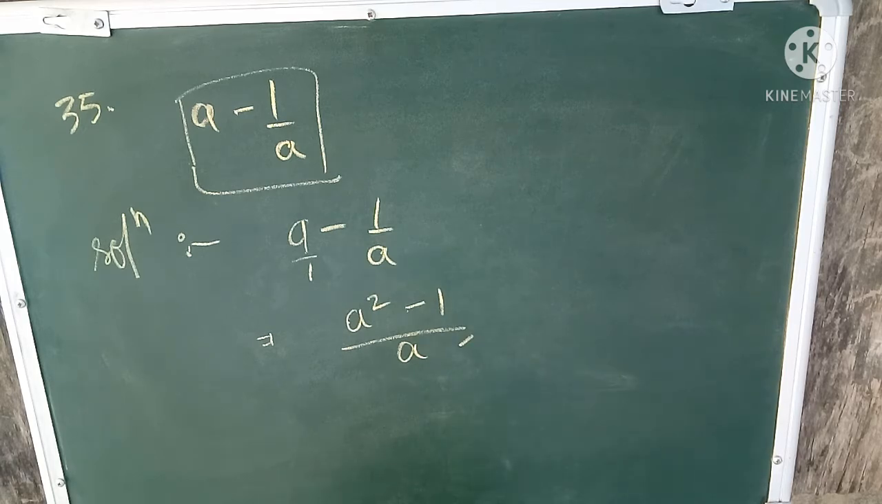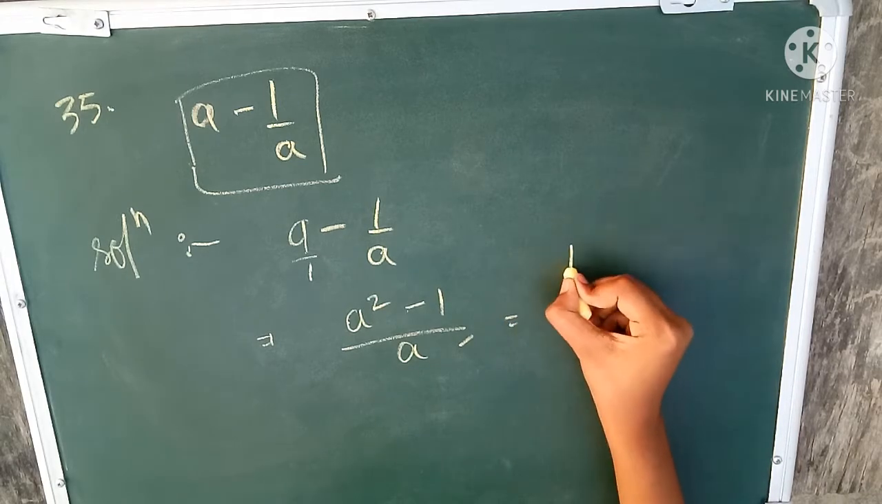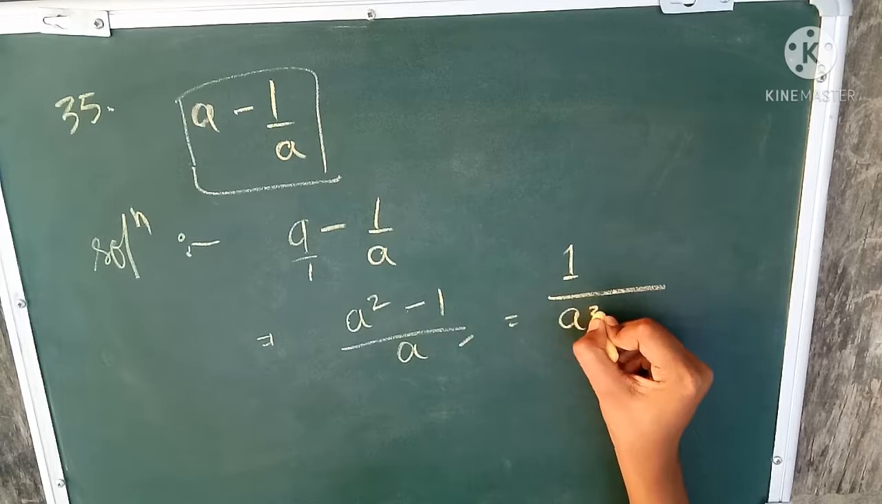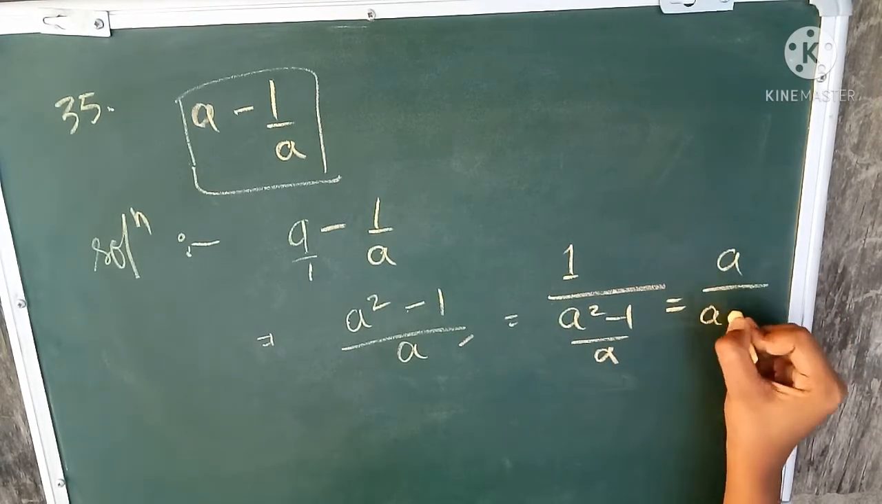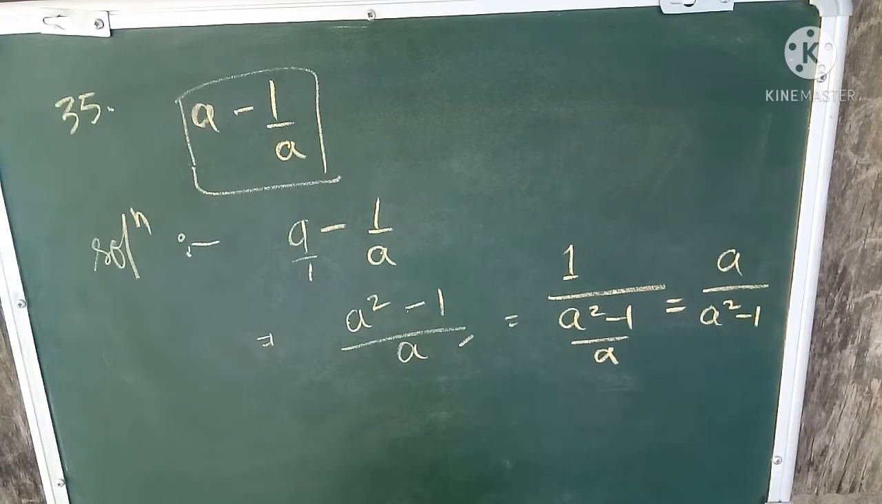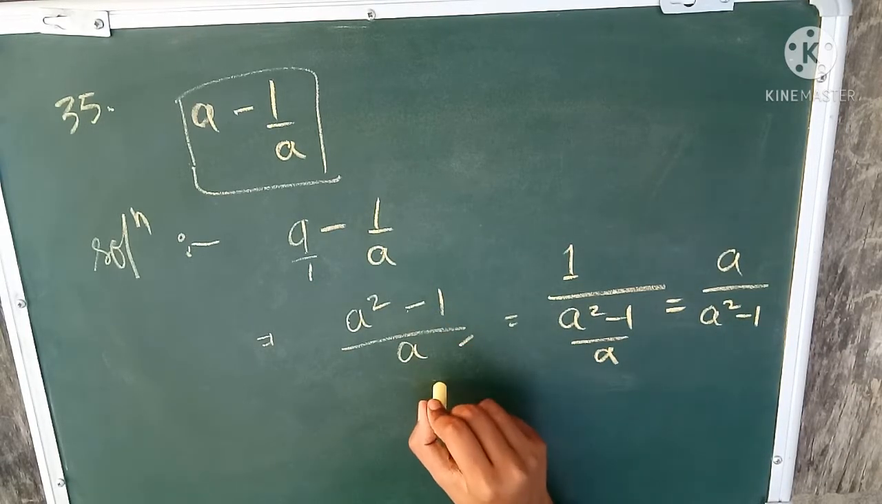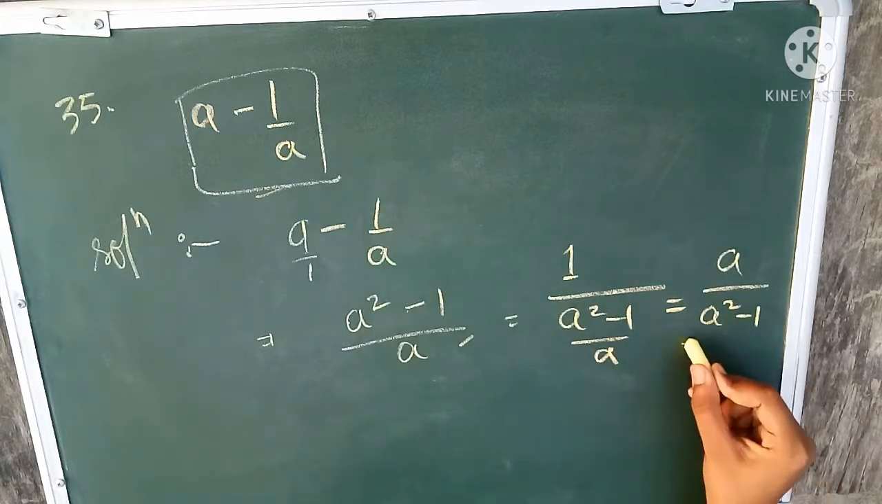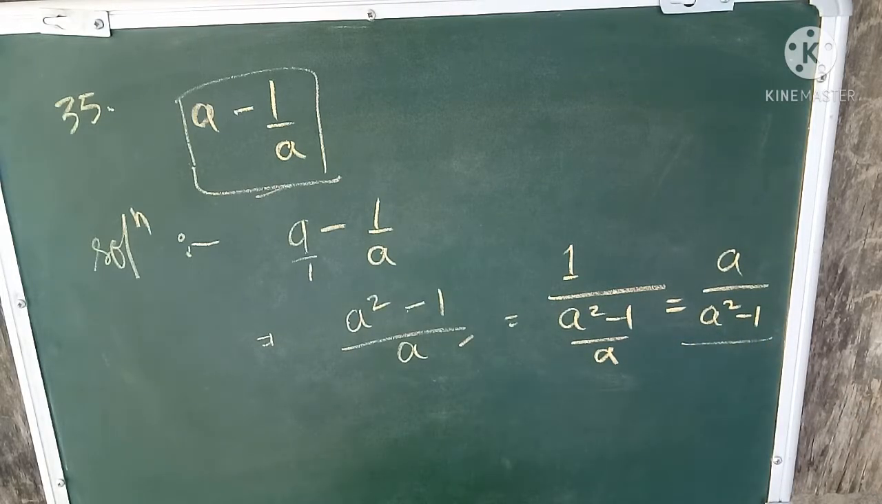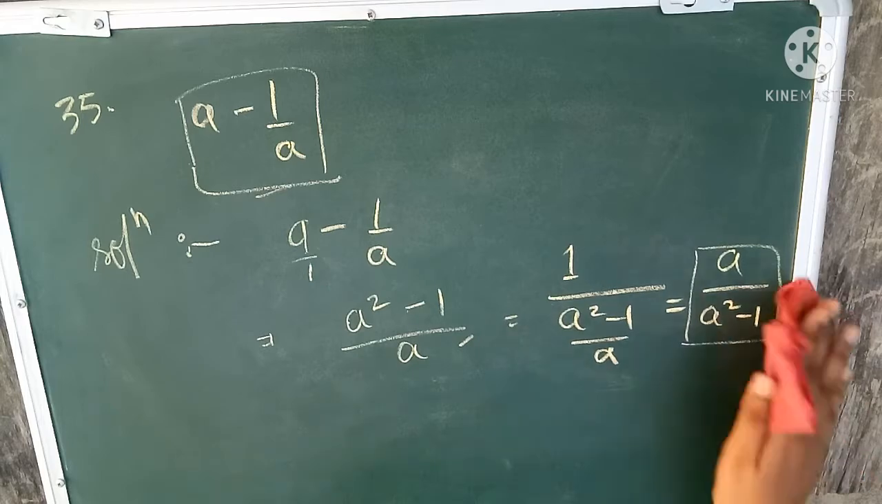So from here we will find out the multiplicative inverse of this number. To find the multiplicative inverse of any number, we need to find the reciprocal of it. So if we take the reciprocal of this term a square minus 1 by a, then it will be equal to a by a square minus 1. That is, the denominator will come into the numerator and the numerator will go into the denominator. Thus we can say that the multiplicative inverse of a minus 1 by a is equal to a divided by a square minus 1. The next question, question number 36.